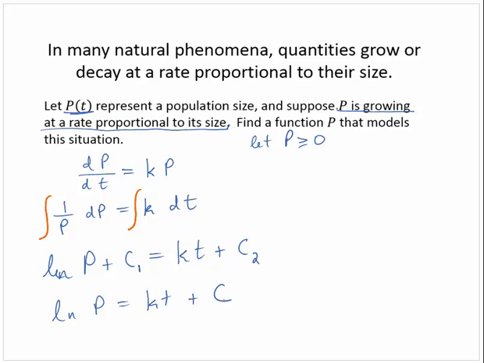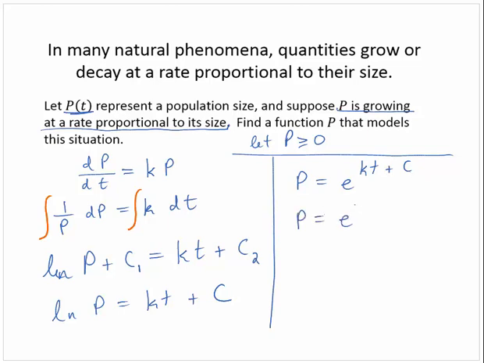Now I'm going to solve for P. Rewriting this in exponential form, I would have that P is equal to e to the kt plus c. Notice how the kt plus c is all in the exponent. Using our rules for exponents, I can write that as P is equal to e to the kt times e to the c. Now, since c is a constant, e to the c is a constant, because e is a constant.